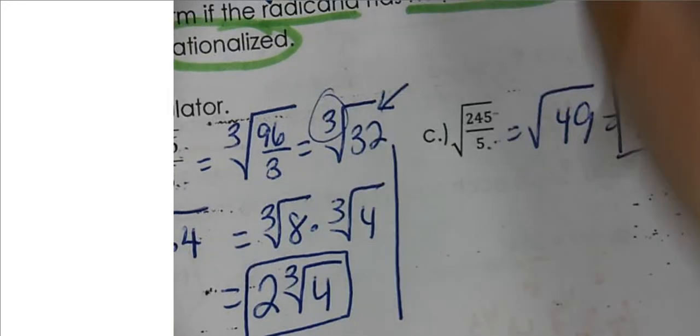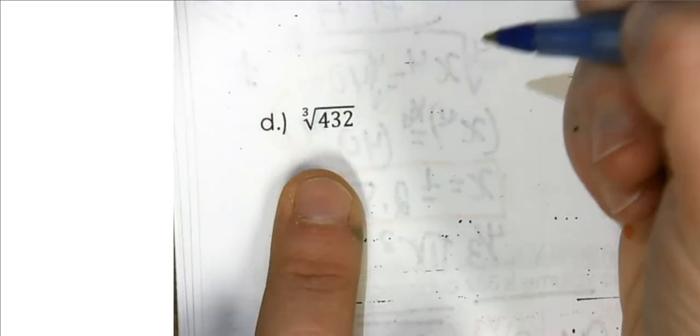Let's go ahead and look at letter D. For letter D, I have the cube root of 432. I'm looking at 432, and I don't know very much about 432. It's a pretty big number. What I do notice is that it's divisible by 2. So I'm going to take the number 432 and divide it by 2. 32 divided by 2 is 16, and 400 divided by 2 is 200, so this is 216.